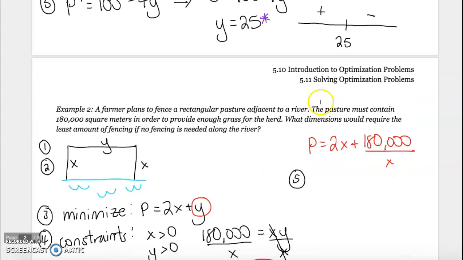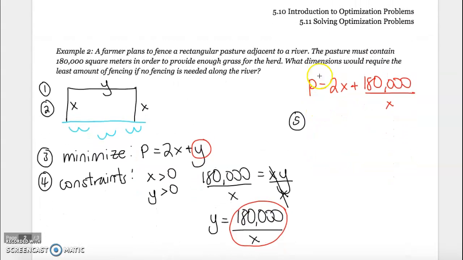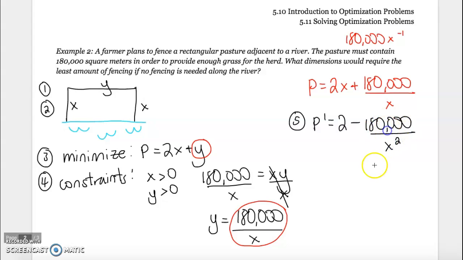And now step 5 is to take the derivative and apply your first derivative test. So P prime would equal 2, and another way we could have written that would have been 180,000 x to the negative 1. So the derivative of that would be negative that x to the negative 2, so negative 180,000 over x squared. Lovely. And so then I'm going to start doing my first derivative test, set it equal to 0.